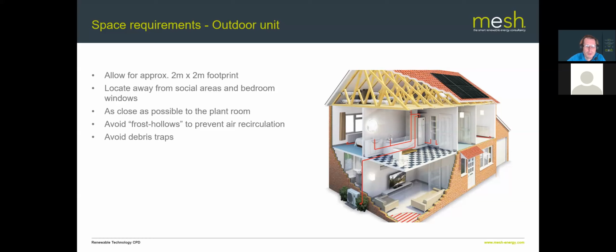The next one is avoid debris traps. It can be quite tempting to put a heat pump into a nice neat corner by the garage, but especially if you've got broadleaf trees around, those areas can become debris traps, and the last thing you want is to be sucking lots of leaves and things into your heat pump, where they could block the evaporator coils.